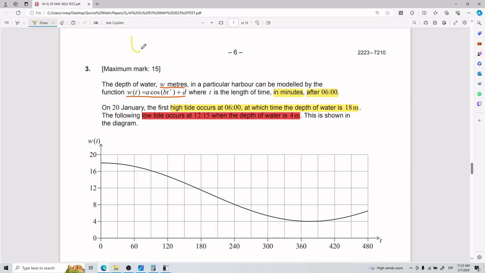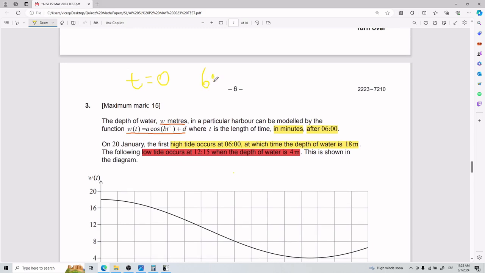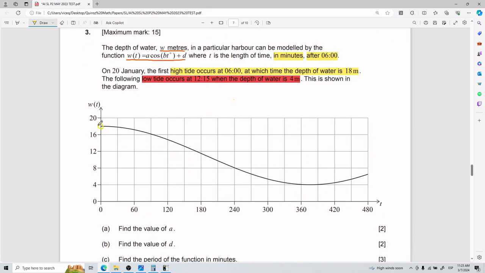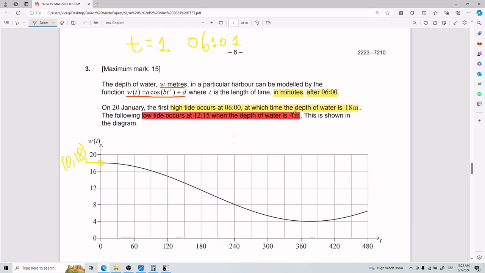After 6. So for example, at t equals 0, what time is it? At t equals 0, it's right at 6, because this diagram is minutes after 6. And so 0 minutes after 6 is at 6. t equals 1 would mean I'm talking about 6:01. So that being said, this thing in yellow over here, we're going to have the point (0, 18). So 0 minutes after 6, the depth of the water is 18 meters. All right, so that is the first piece of information that gets shared with us.